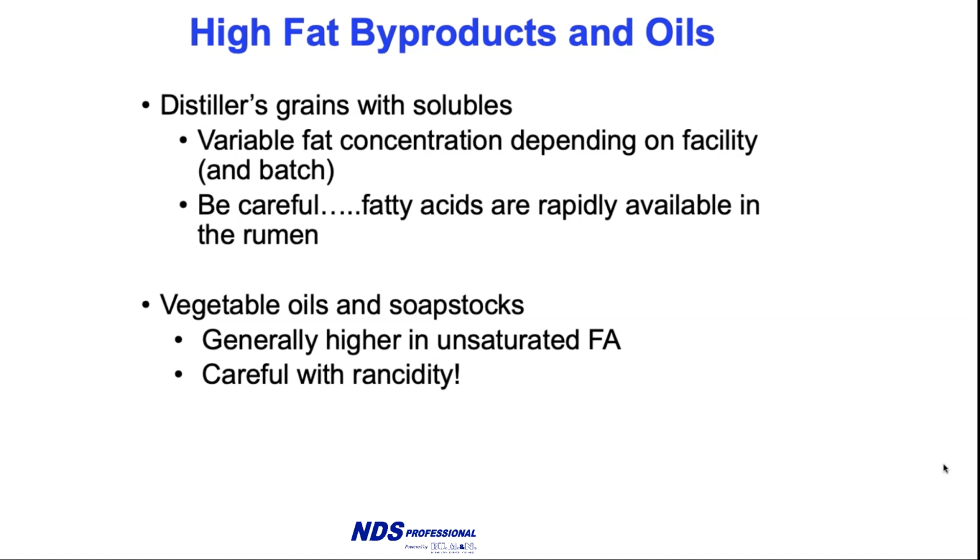Vegetable oils and soap stocks are ones that we might not see as commonly today. They're going to be higher in unsaturated fat. Where we need to be careful is about rancidity, because when we've extracted oil and exposed it to oxygen, it has a much higher rate of oxidation. That's going to cause some off flavors to begin with, and then from there actually create some toxic byproducts. The rumen is able to chew up some of those and reduce that risk, but we want to make sure those oils have been handled in a good way.